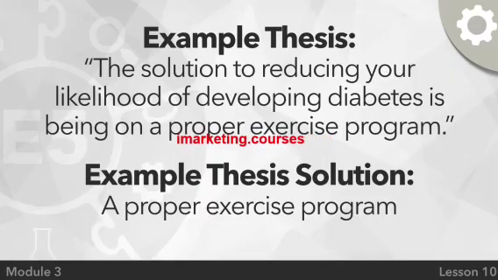I would have to prove what a proper exercise program does and how it does it and why it does it and why it ultimately reduces the likelihood of developing diabetes. Remember, if I can't prove that a proper exercise program is the answer, then they won't accept that the solution to reducing their likelihood of developing diabetes is being on a proper exercise program. Right? So I'm just breaking down the thesis for you into the different components so that you can see how simple the thesis solution is.